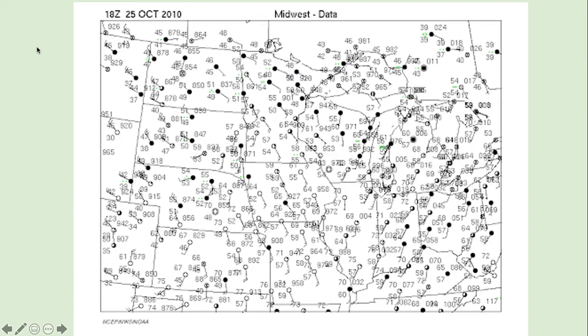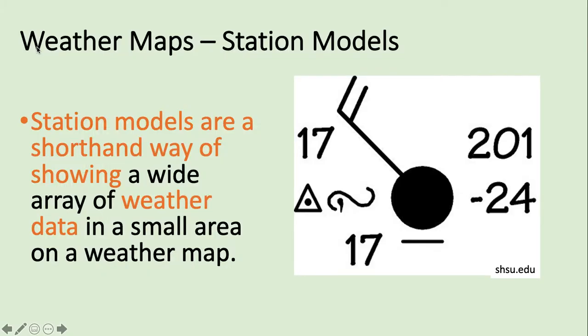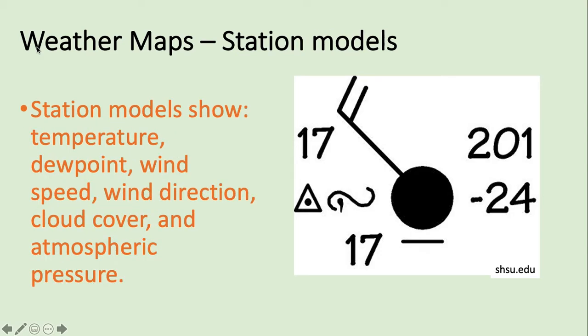Each one of these little dots here is a weather station, and the map representation here of the weather stations is called a station model. Station models are a shorthand way of showing a wide array of weather data in a small area on a weather map. Station models show temperature, dew point, wind speed, wind direction, cloud cover, and atmospheric pressure, and precipitation if there is any.